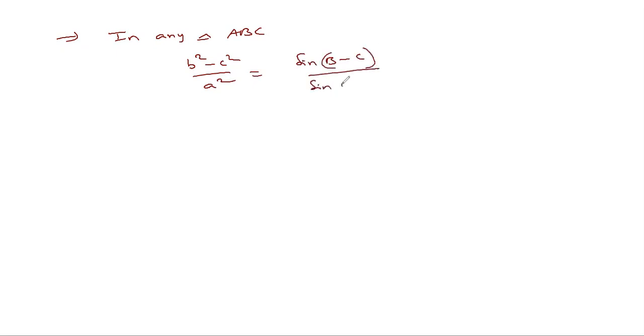Next note point. In any triangle ABC, b square minus c square divided by a square is sin B minus C divided by sin B plus C. This we have to prove. So let us do that now.